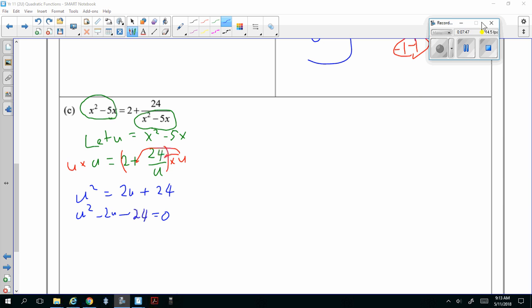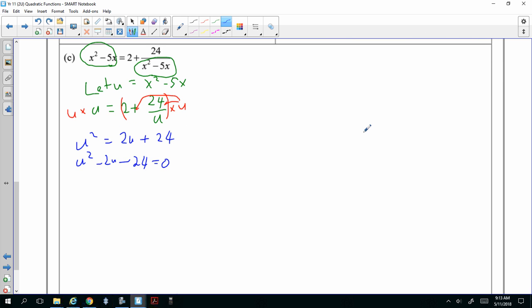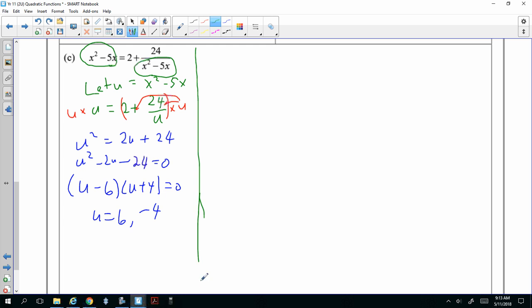Okay, let's factorize this. What do we have here? We get u minus 6, u plus 4 equal to 0. So u equal to 6 and negative 4. Now this time the equations are a little bit more complicated. There are two equations you have to solve. So which two? x squared minus 5x equal to 6, and x squared minus 5x equal to negative 4. So you have to solve two quadratic equations.